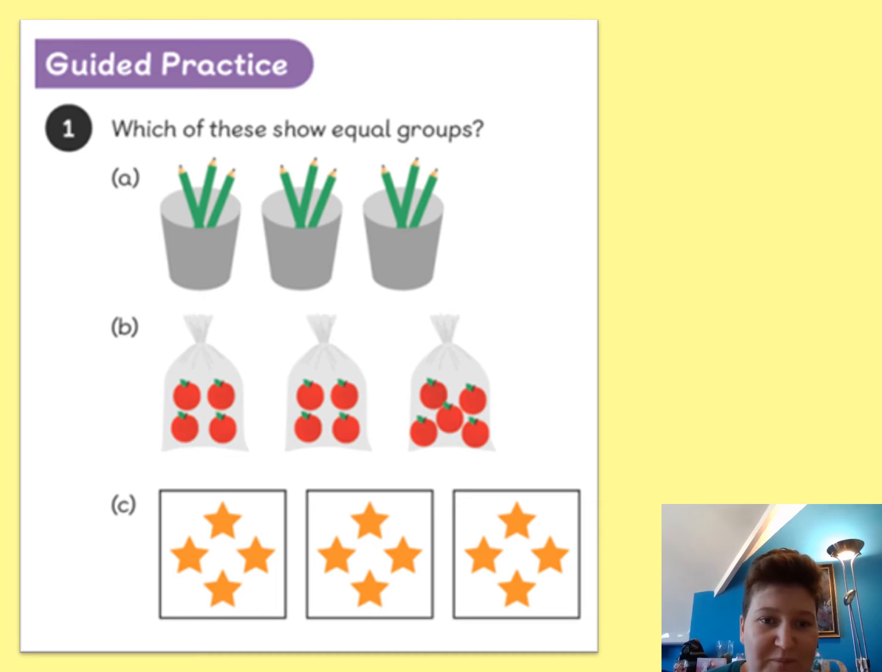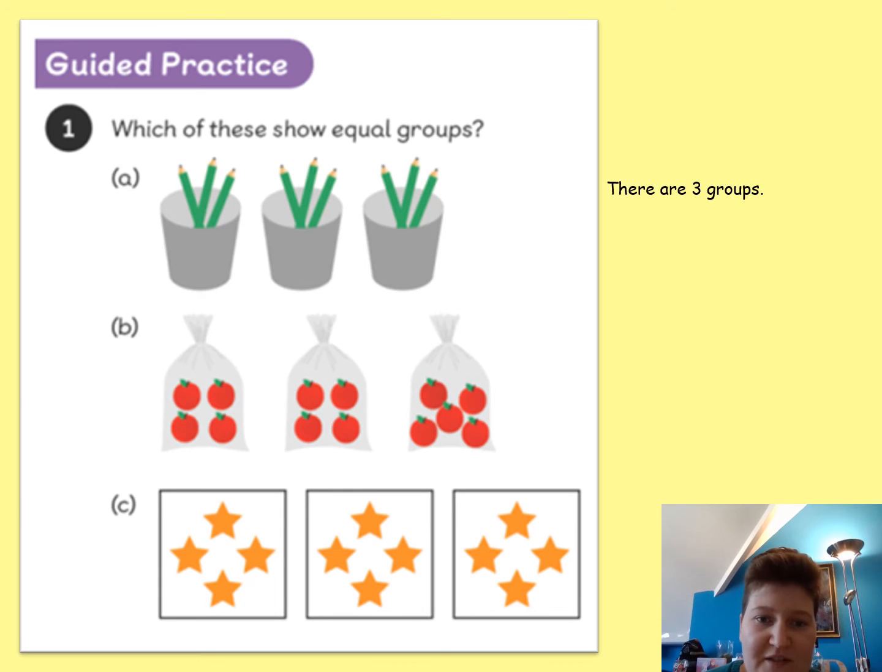Okay, children, so we've got a picture here, it's our guided practice, and have a look. It says, which of these show equal groups? If we look at A, have a look. Which of these pictures are in equal groups? So you can pause the video, have a look. Which of these are in equal groups? Which pictures are in equal groups? Which have got the same groups?